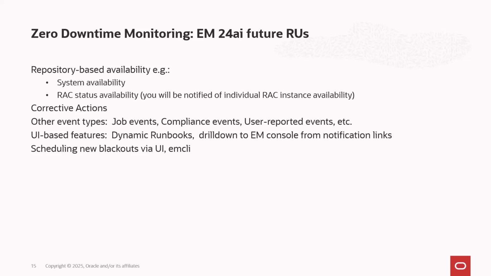Access to the UI to perhaps access incident manager or dynamic runbooks, or drill down to other parts of the console from, let's say you get an email notification at the time of planned maintenance. You will get a message when you try to access the console saying EM is under planned maintenance. But in the future, we plan to make certain pages of Enterprise Manager also available to you during the planned maintenance. But that will occur in a future RU. And then finally, if you need to schedule new blackouts during the planned maintenance period, perhaps via the UI, CLI or REST API, again, that's planned for a future RU.